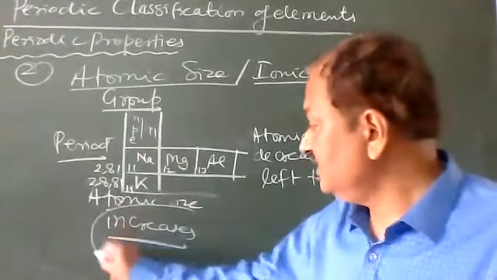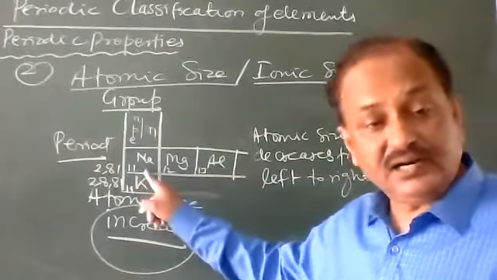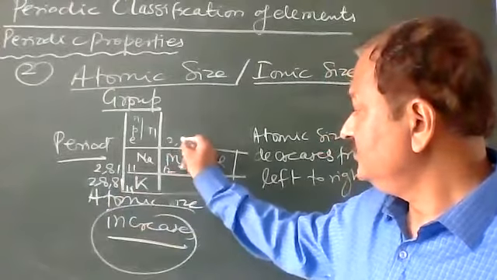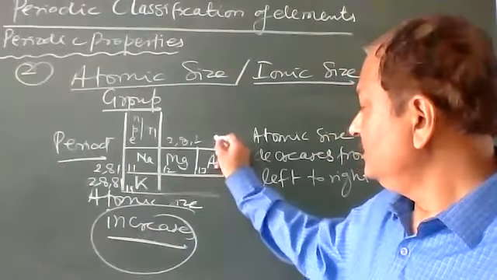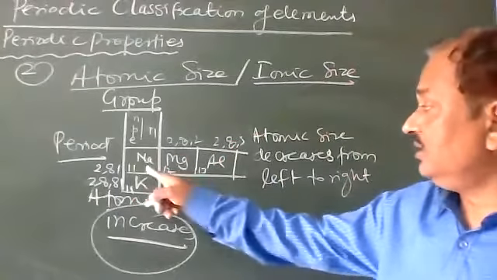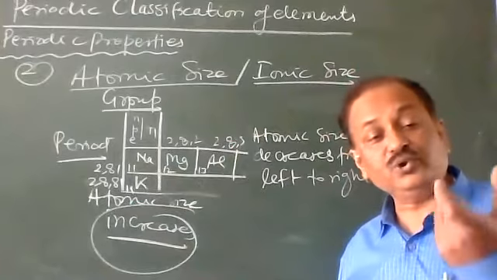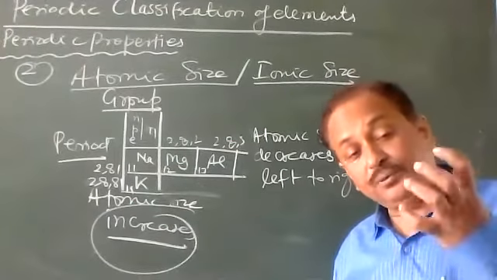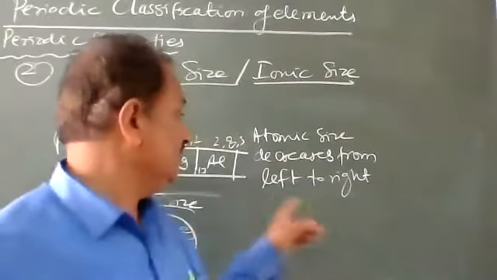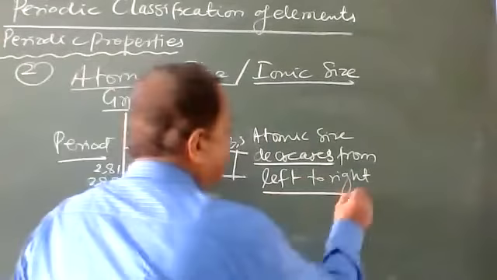So atomic size increases. Now in case of this, the third period, 2, 8, 1, here 2, 8, 2, here 2, 8 and 3. So here number of electrons and protons, they are same. So protons are much more heavy. So protons, they attract the electrons strongly, and so here atomic size decreases from left to right.